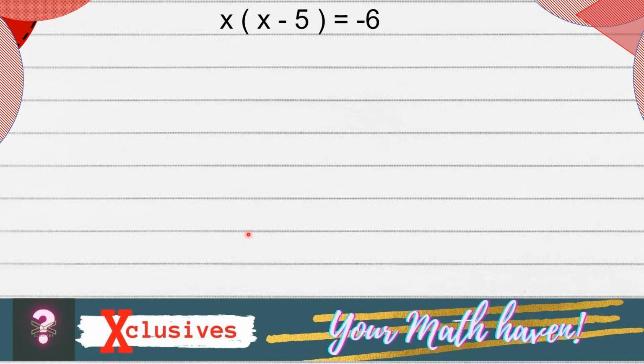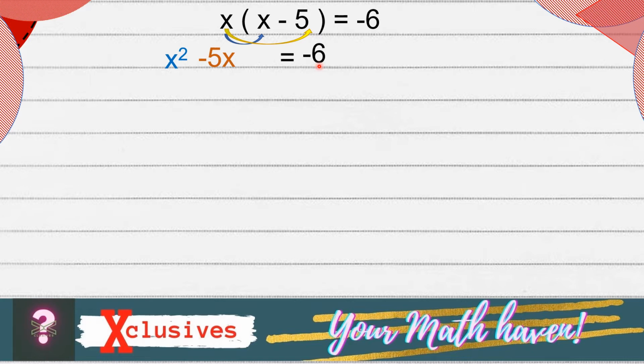Now, to solve for its roots, we need first to multiply x to the binomial x minus 5. And to do that, we can use distributive property. We can multiply x times x, that is x squared, followed by x times negative 5, that is negative 5x, is equal to negative 6.